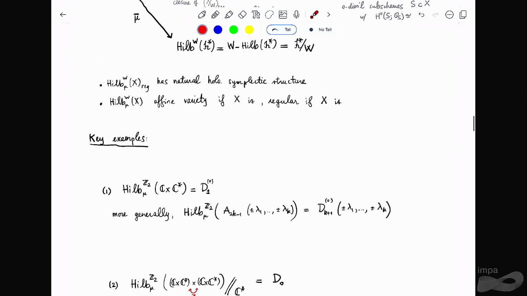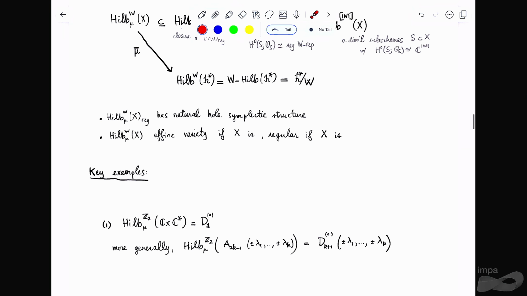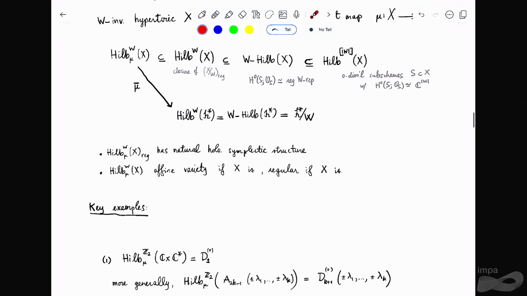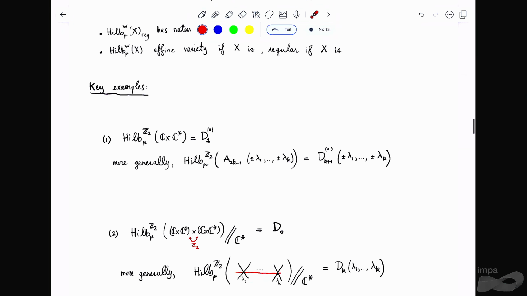So let's see some examples. As I said, this looks like an abstract definition, but it can be made very concrete once you have a concrete affine variety and the action is sufficiently simple, then you can actually calculate explicitly what this transverse Hilbert scheme is. Here are a few examples where we can do it easily. I'll just give you the results.